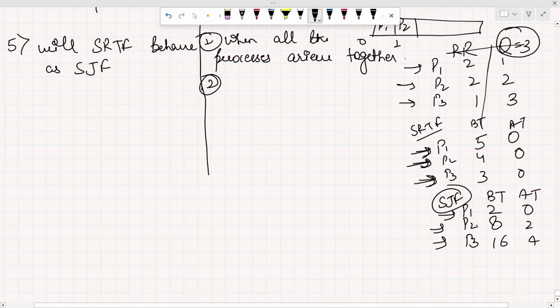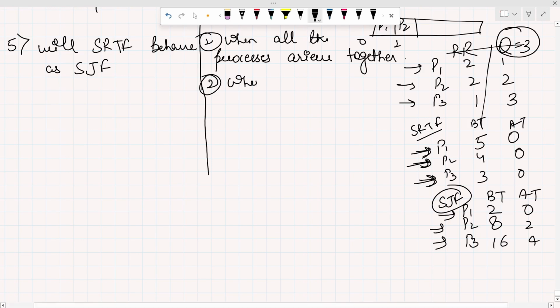Why do I say this? Because the next arriving process has a burst time greater than the currently running process. 8 is greater than 2. So definitely the operating system chooses P1 first to execute, and then P2 and then P3. So when the late arriving process comes with a huge burst time compared to the running process, then we can see that SRTF behaves as SJF. Right? So these are the two situations when SRTF behaves as SJF.